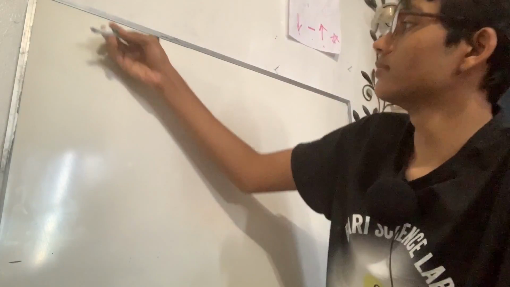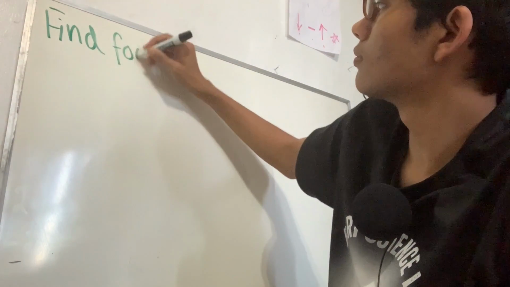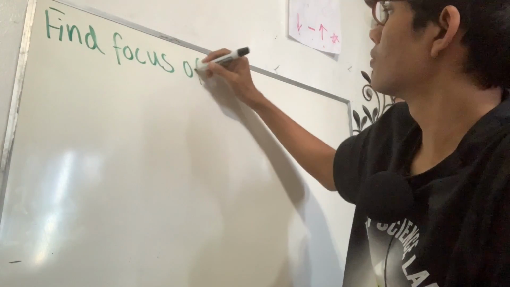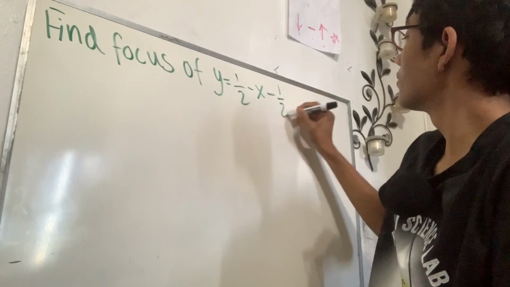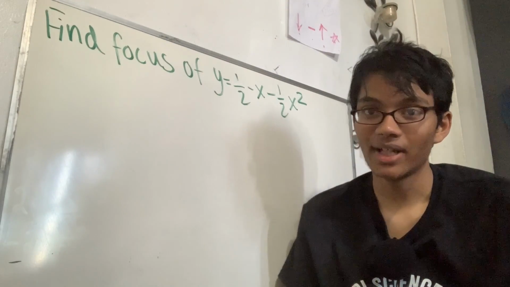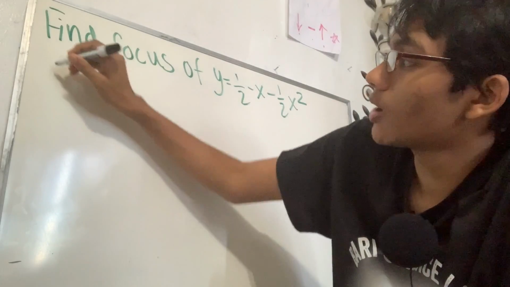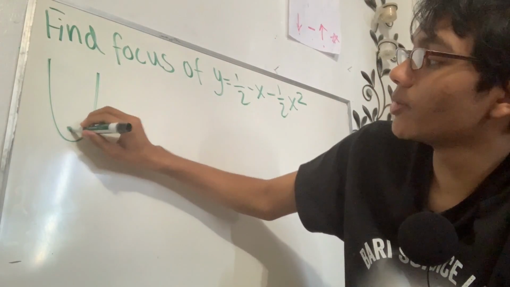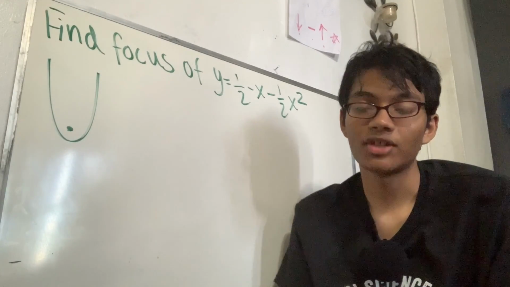Alright folks, today we're looking at an example of how to find the focus of a parabola. Let's go ahead and write it down. We have this parabola, we want to find its focus. Let me remind you what the focus of a parabola looks like. If you have a parabola like this, the focus is going to be right here. It's kind of like a ball in the center of the parabola.